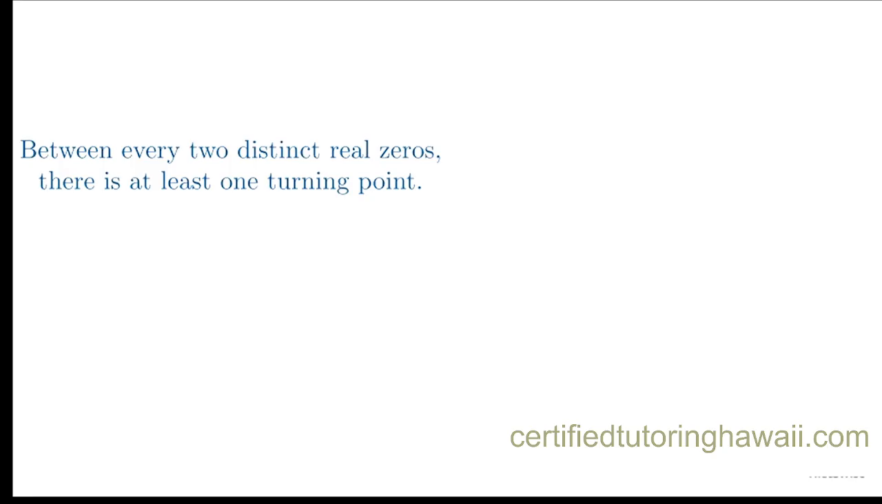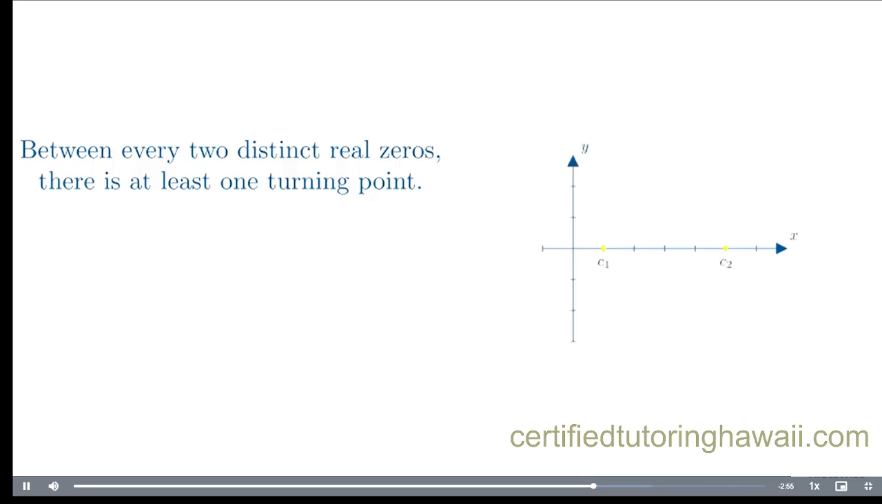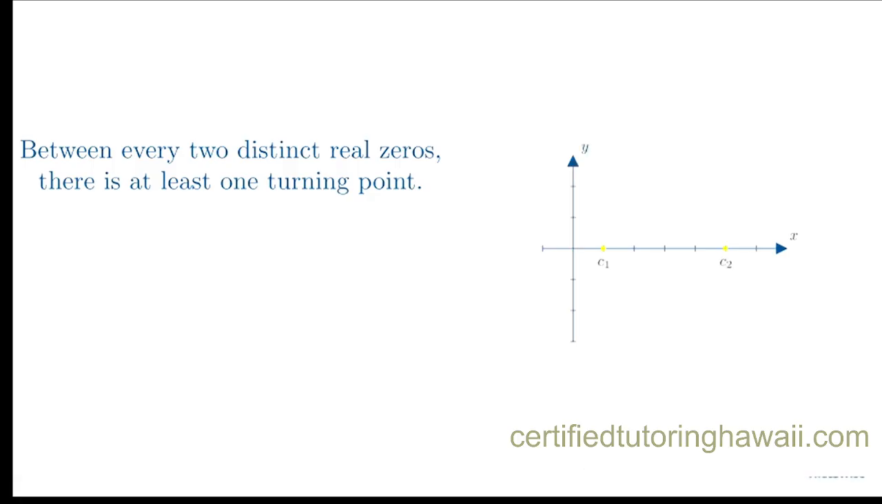Let's see this with a sketch. Imagine 2 zeros, c1 and c2. Here are 2 points on the x-axis. If the function's value is 0 at c1 and c2, and it goes up between them, it must come back down, forming a local max. You see that peak? That's our turning point. If it goes down between them, it must come back up, forming a local min. This property guarantees a turning point between any 2 x-intercepts.